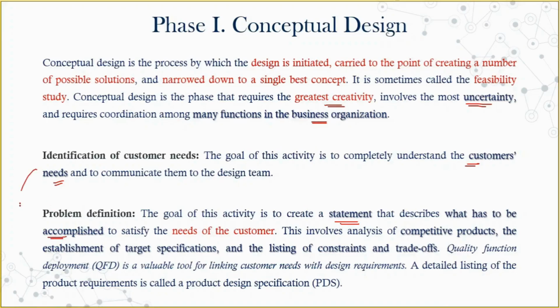Accomplished means based upon the needs you are going to create the statement. And why are we doing this? To satisfy the need of the customer, right? So this involves analysis of competitive products, means you will be checking the existing products. Then you are going to set the target specification, then you are going to list out the constraints. Constraint means your limitations, then the trade-offs. So ultimately QFD, that is the quality function deployment, is going to be part of your product design specification here in the conceptual design, right?